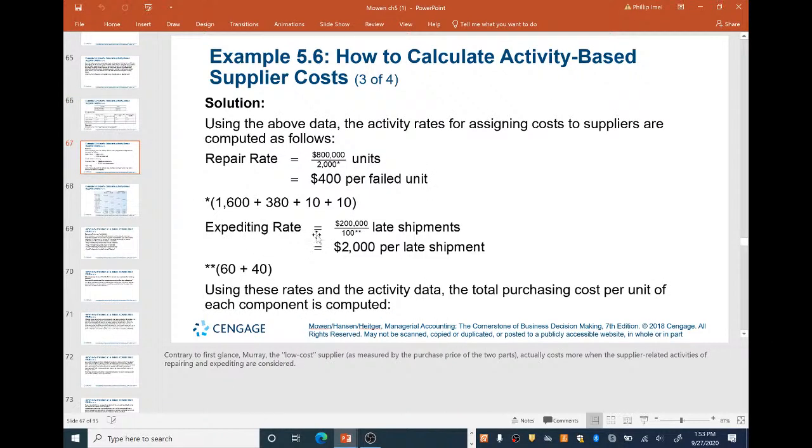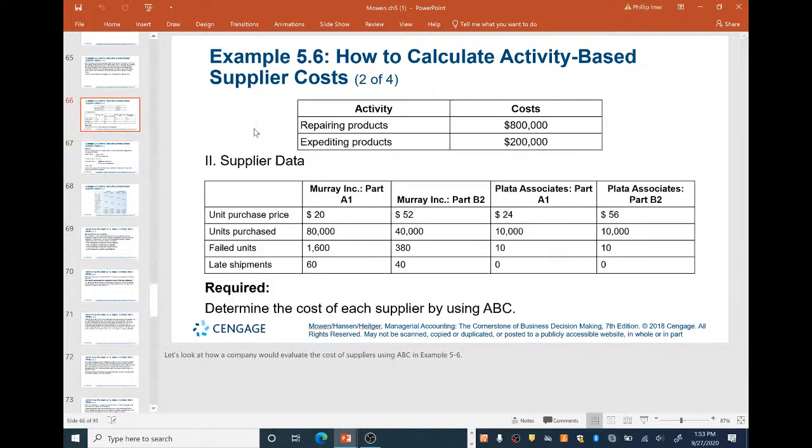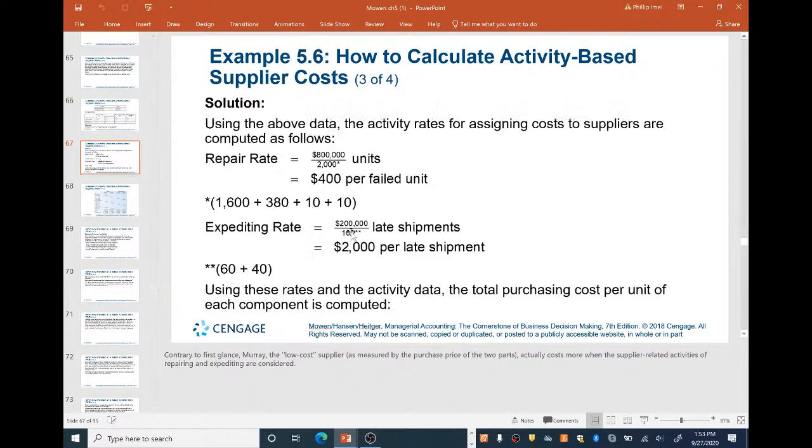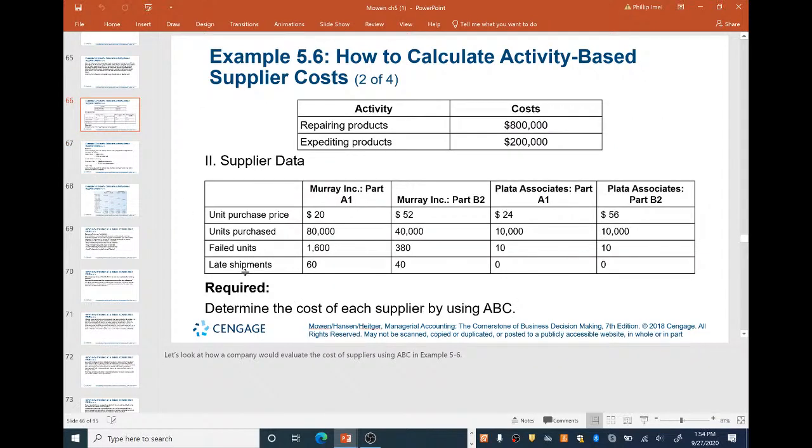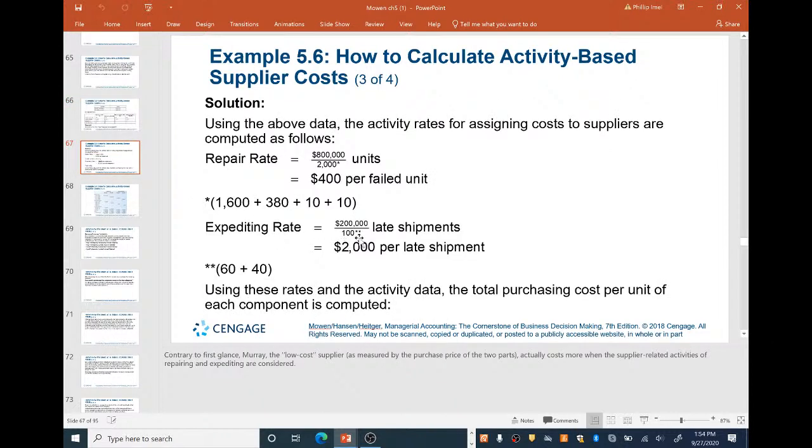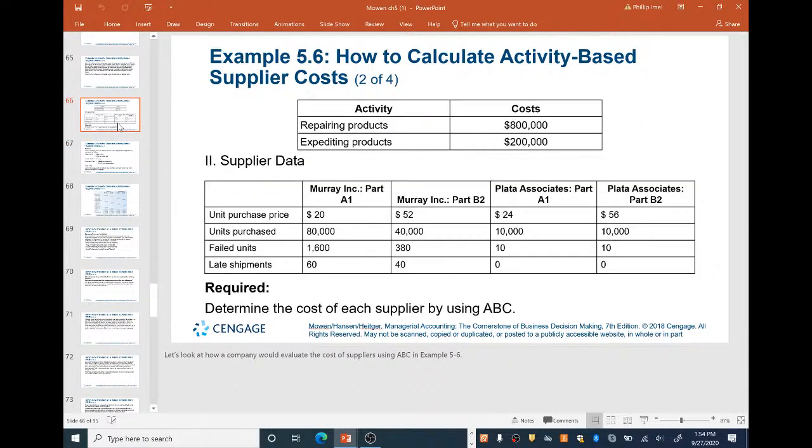Okay, so the expediting rate. Once again, the cost is your numerator: expediting products, 200,000. And then the 100 right here is 60 plus 40. That's just the late shipments. You can see we did include both products from both companies here, so all four items. There were no late shipments from Plata. The only late shipments were from Murray Incorporated, so the 60 and 40 is where that came from. There's your denominator. So there's your expediting rate and your repair rate based upon the data we just went through.